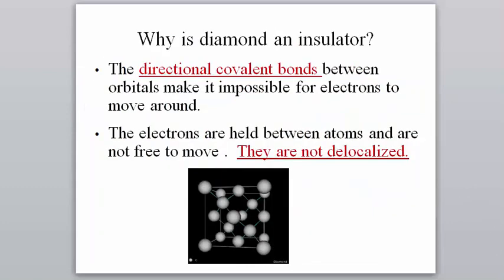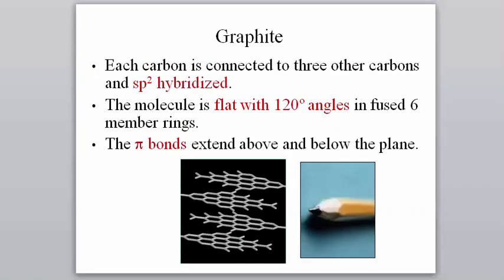So these strong directional covalent bonds, meaning electrons are bonded between the 2 atoms, means electrons are not free to move. It makes it impossible for electrons to move because they're not delocalized, they're held strongly. So if you're ever asked to explain an insulator, any insulator means electrons are not delocalized, they are directional, they are not free to move.